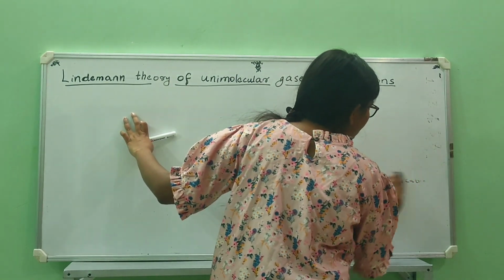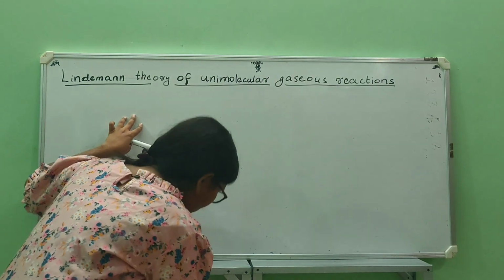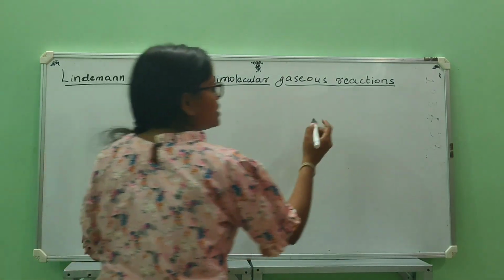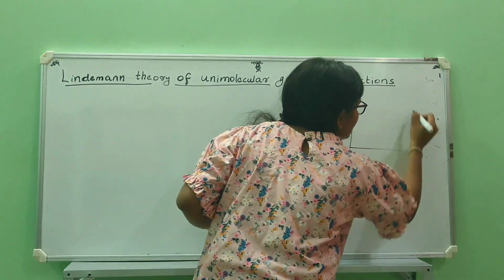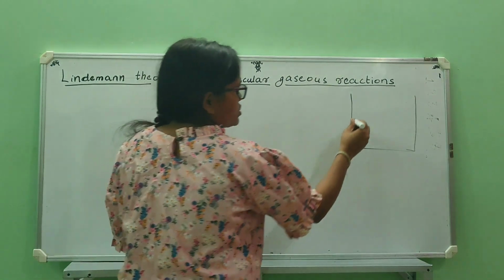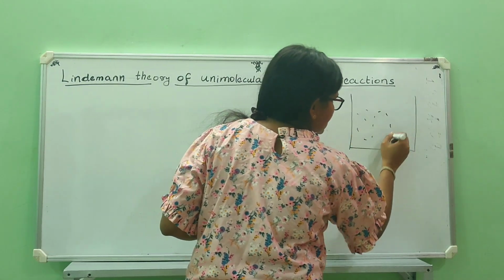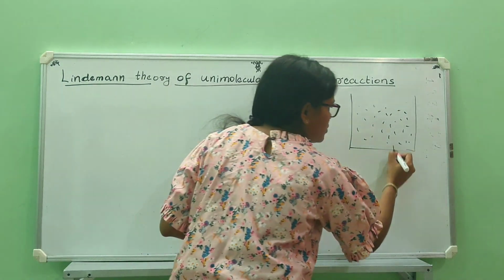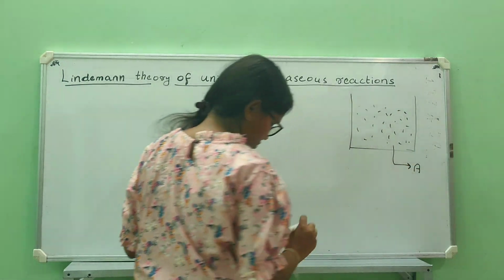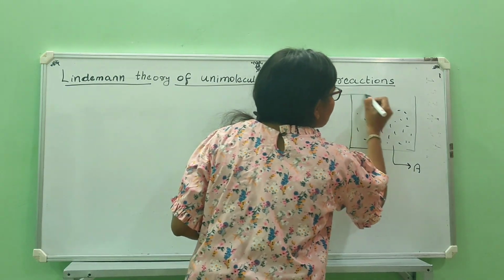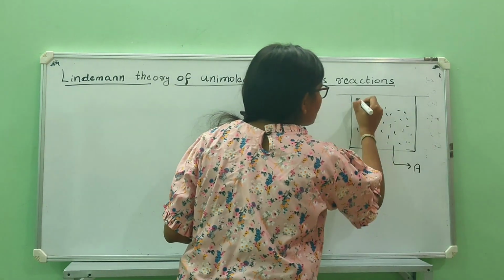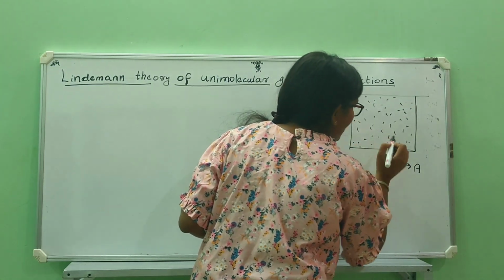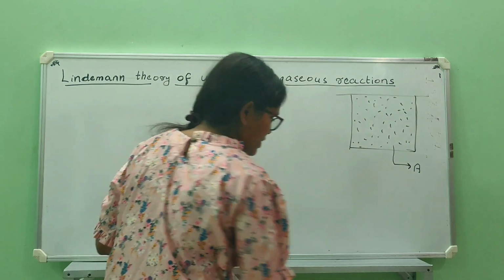To understand how these unimolecular gaseous reactions happen, let us consider a reaction vessel in which the reaction is happening. There are some gas molecules present in the vessel, and all these gas molecules are of the same type. Suppose these gas molecules are A. I should close the vessel because, since these are gas molecules, they can fly out of the vessel, right? So I need to close the vessel. Okay, these are gas molecules A.